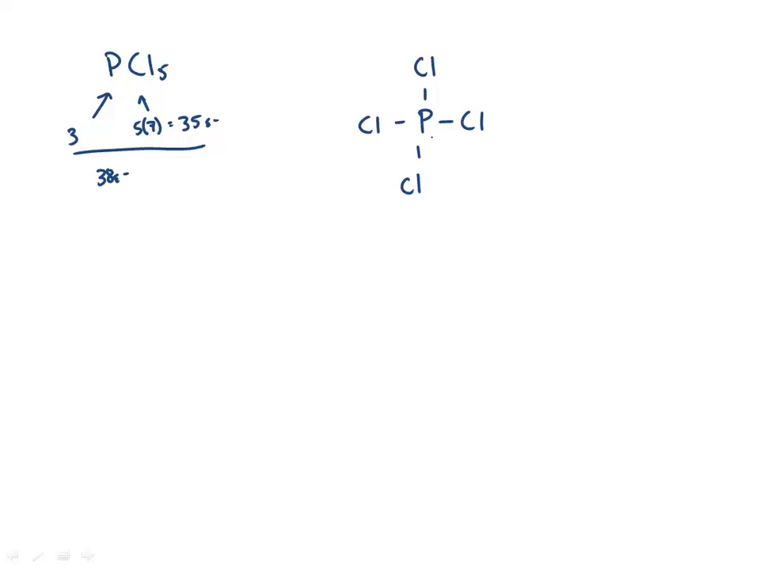And so what we end up doing is we violate that octet. We make phosphorus have 5 bonds. So now I've used, what, 2, 4, 6, 8, 10 electrons. So I have 18 electrons left.